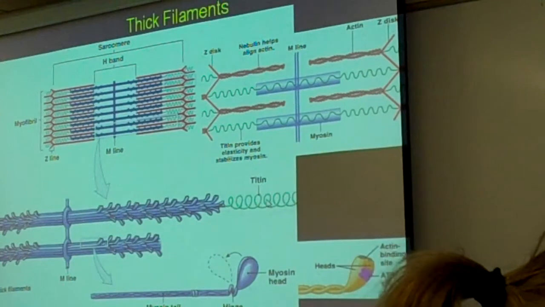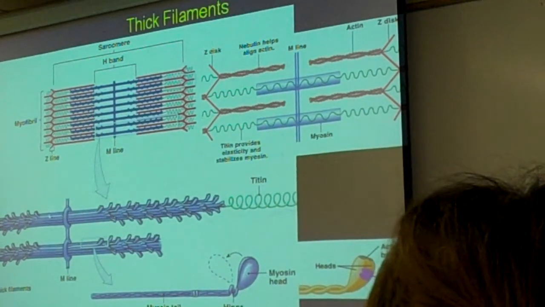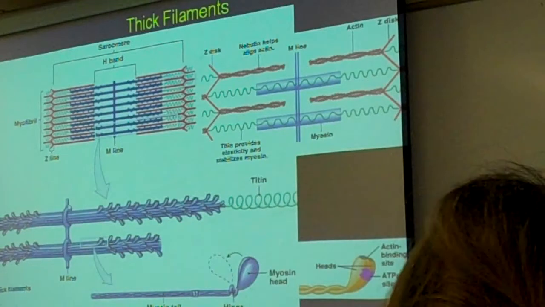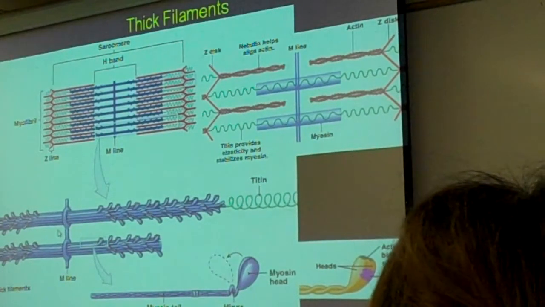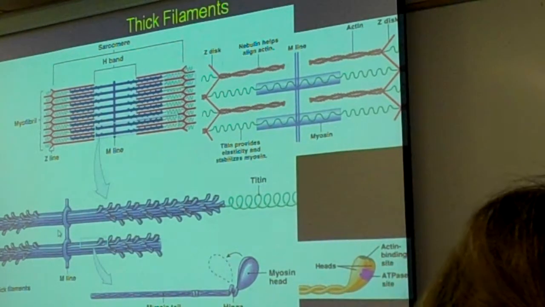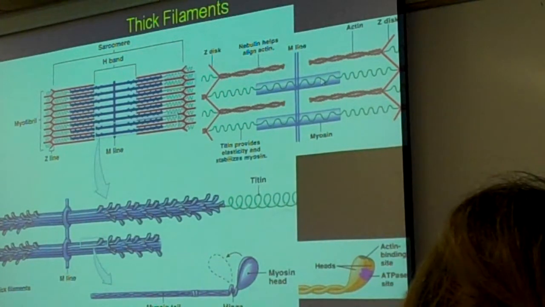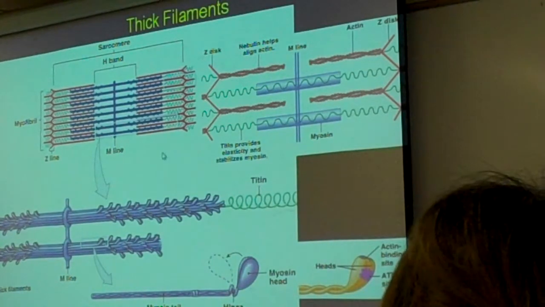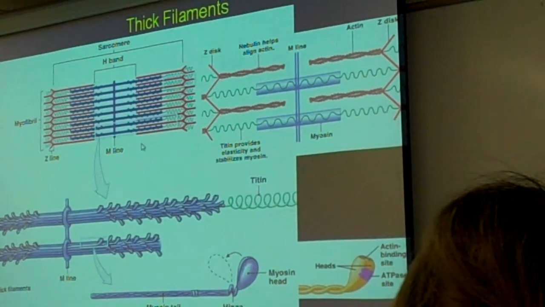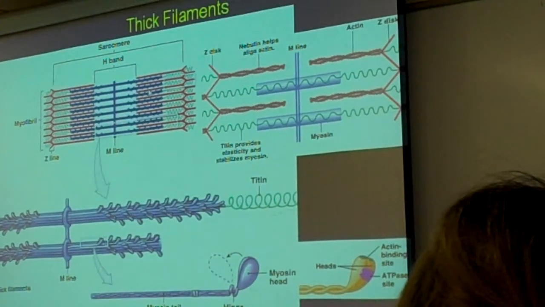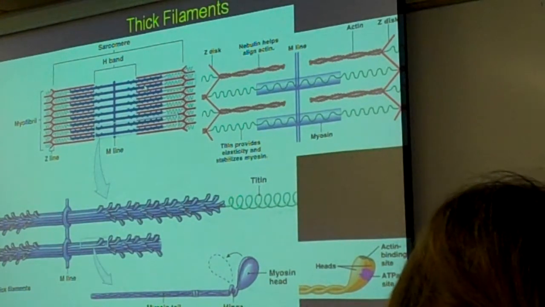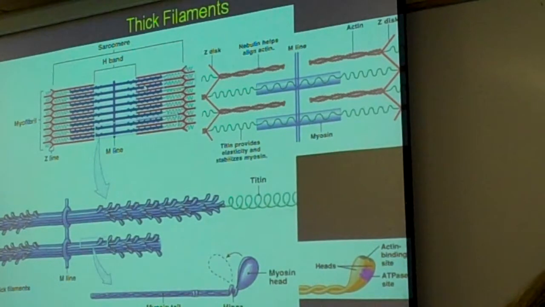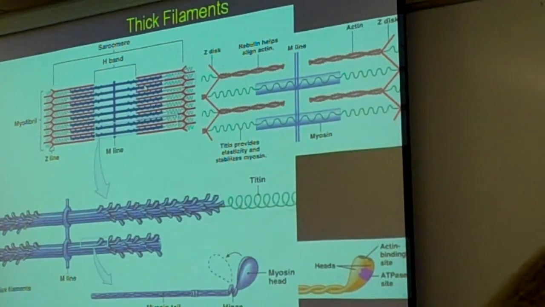And then you can see titin here. It's going to run through the core. Here's the M-line proteins, positioning the thick filaments, stacking them up. Up here, they show titin going through the thick filament. And now we're starting to see some illustrations with myosin heads. So when these heads attach to the thin filament, it's called a cross bridge. And as soon as the attachment occurs, it's followed by a power stroke.